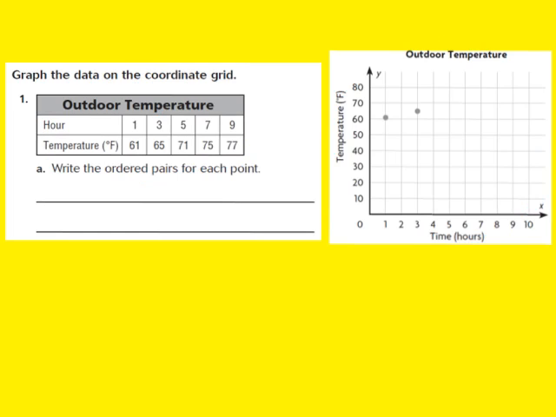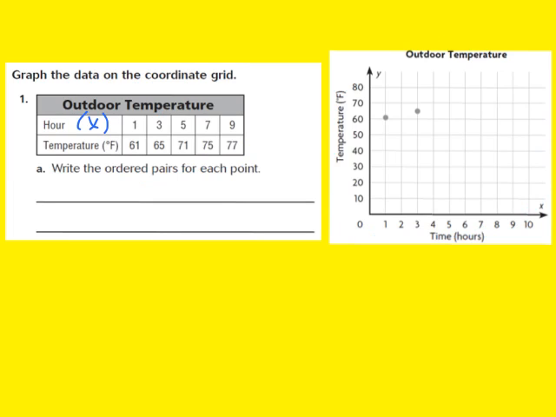Now, since I notice on my coordinate grid that time, measured in hours, is the x-axis or the horizontal axis, I'm going to label the first row of the data in our table as x. So next to hour, I'm going to go ahead and label that as x. So I remember that those numbers will be my x-coordinate in my ordered pairs.